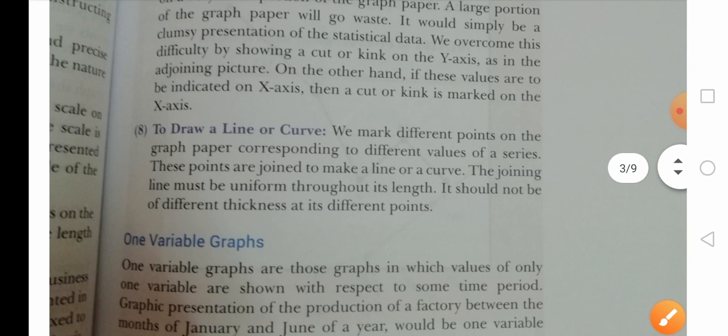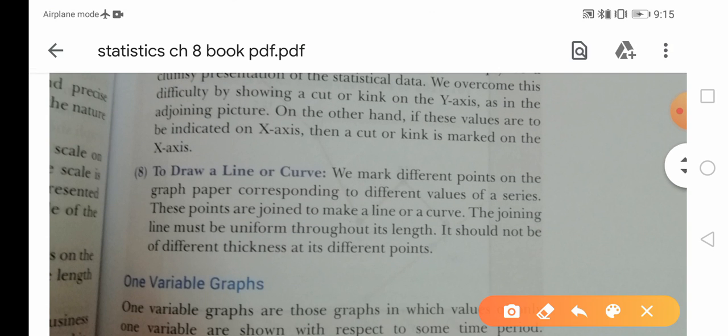The last rule to create a graph is to draw a line or a curve. We mark different points on graph paper corresponding to different values of a series. These points are joined to make a line or a curve. The joining line must be uniform throughout its length. It should not be of different thickness at different points.